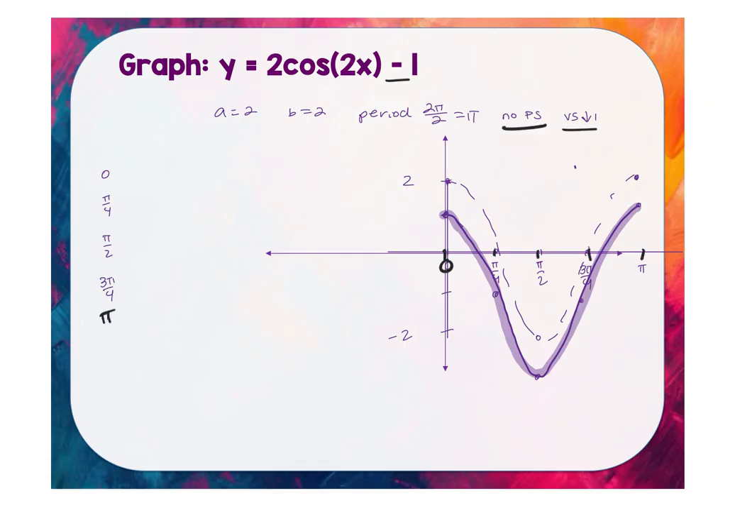There's a vertical shift down 1. Because it's cosine, I started at the amplitude, which was 2, came to 0, went to -2, back up to 0, back up to +2. And that's what the curve looked like without the vertical shift. Then we took it and shifted it down 1. So those points went here.